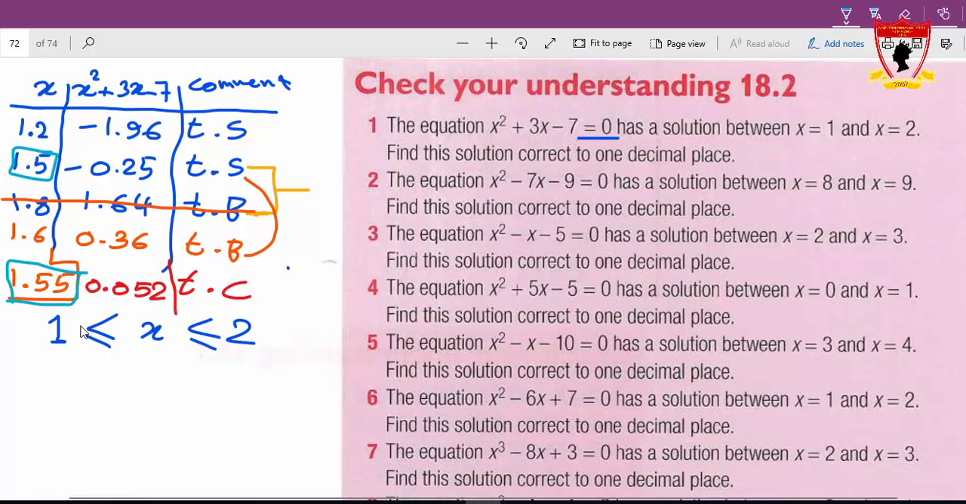So between 150 and 155, we can say 153. Then in this case, what we need is 1.53. Let's try 1.53. It depends on the question where to stop. Here, the question says, find the solution correct to one decimal place. So if we round this number to one decimal place, it will be 0.1. If we get closer, let's see what we get.